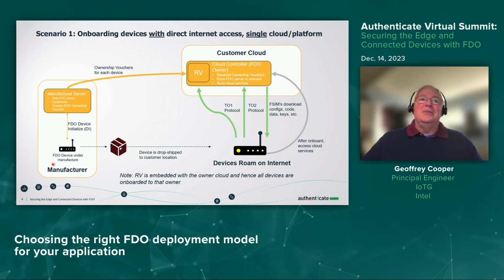So here's your device in manufacturing. The device goes to where it's supposed to go. We have one cloud, so all the devices, all the ownership vouchers will go to that cloud. The device gets turned on. It'll run the protocols. We know we have the rendezvous protocol 2.1, and the rendezvous server can now be part of that individual cloud because we ordered it over here, so we can put the rendezvous server address in the ownership voucher.